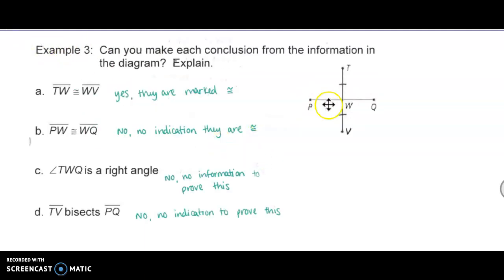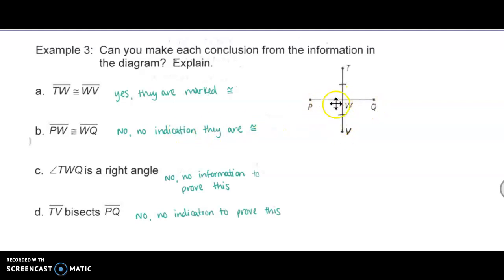Here's also what you can conclude. TW and WV, you can conclude that they are congruent because it's marked. When you have a tick mark like that, that means these segments are congruent to each other. We don't know the measure, but that doesn't matter. We're saying that the measure of TW is the same as WV.